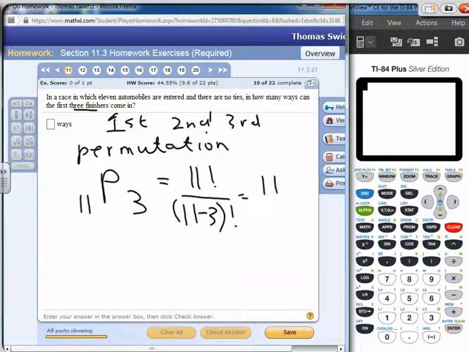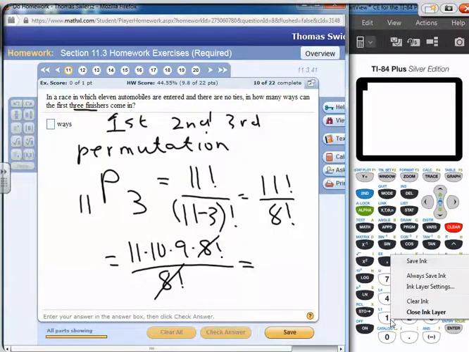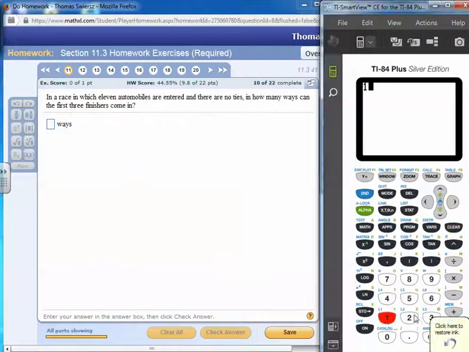The formula for permutation is the number on the left, 11 factorial, divided by 11 minus 3 factorial, which is 11 factorial over 8 factorial, which is 11 times 10 times 9 times 8 factorial. Then 8 factorial is 8, 7, 6, 5, 4, 3, 2, 1. Those cancel, so our answer would just be 11 times 10 times 9, which is what we have left after we cancel. So 11 times 10 times 9, and we get 990.